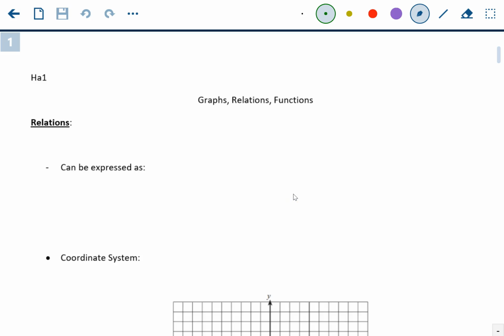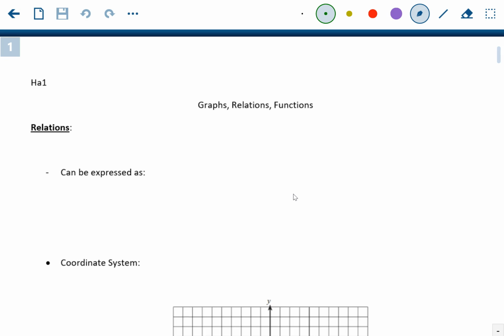Okay, we're going to start this unit off by talking about a big umbrella term, and then we'll break it down further as the unit goes on. That big umbrella term is a relation. So we're going to talk about what a relation is. The first thing that might come to mind is a relationship. A relationship is something between two people.